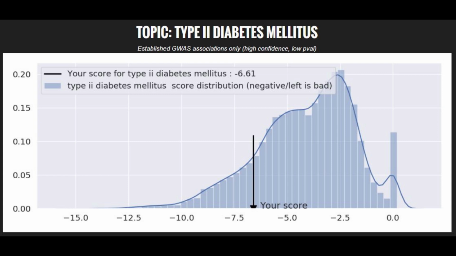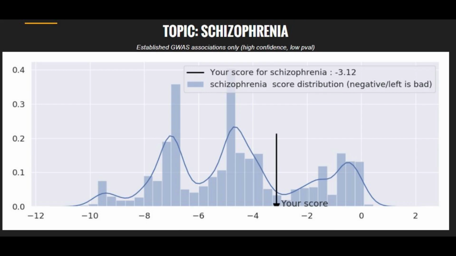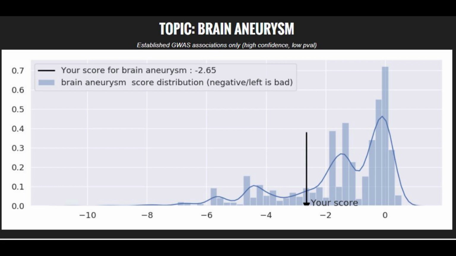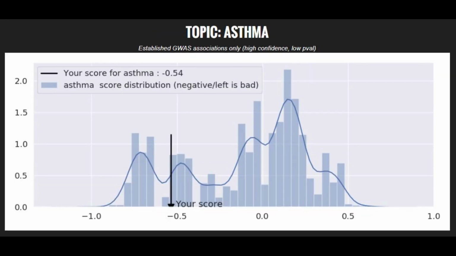When it comes to polygenic traits, polygenic illnesses, he had a slightly high risk score for type 2 diabetes, a slightly high risk score for Parkinson's disease, a slightly low, maybe average risk score for schizophrenia, a pretty high risk score for brain aneurysm, a slightly high risk score for bipolar disorder, and a pretty high risk score for asthma.